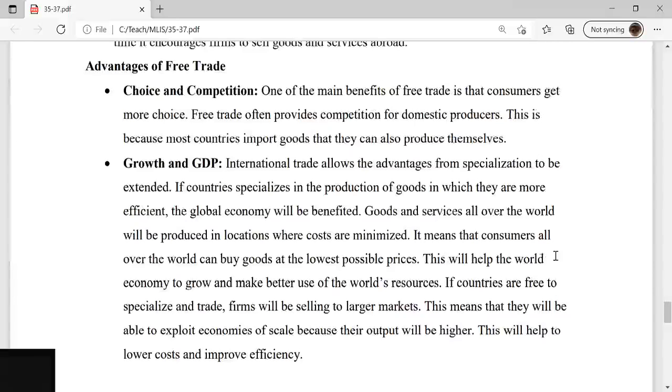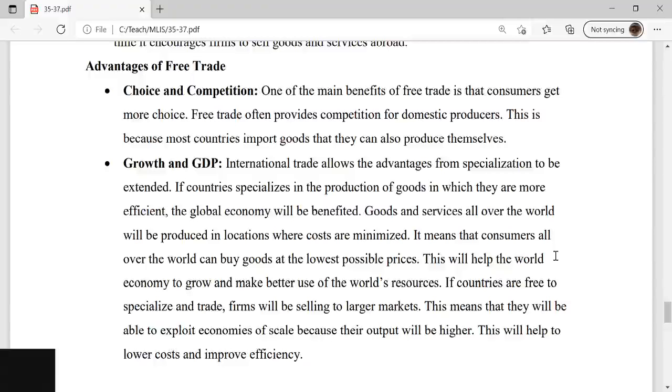One example of free trade is the European Union. Have you heard of the European Union? Most of the European countries have got together and came up with something called a trading bloc. We'll discuss it soon. Within the trading bloc there are no barriers, so they are enjoying free trade.